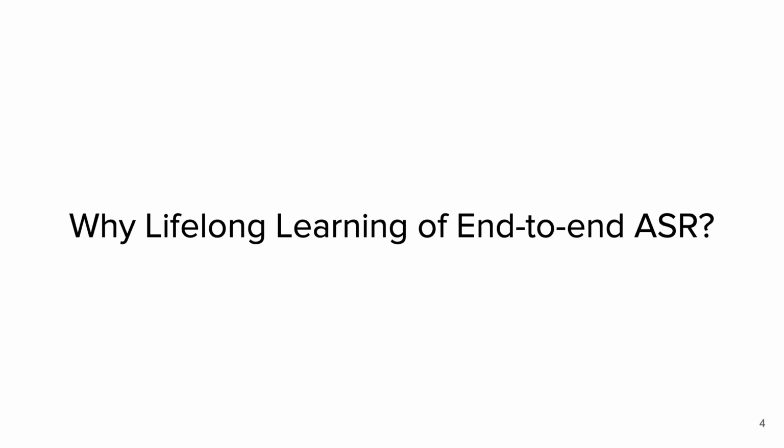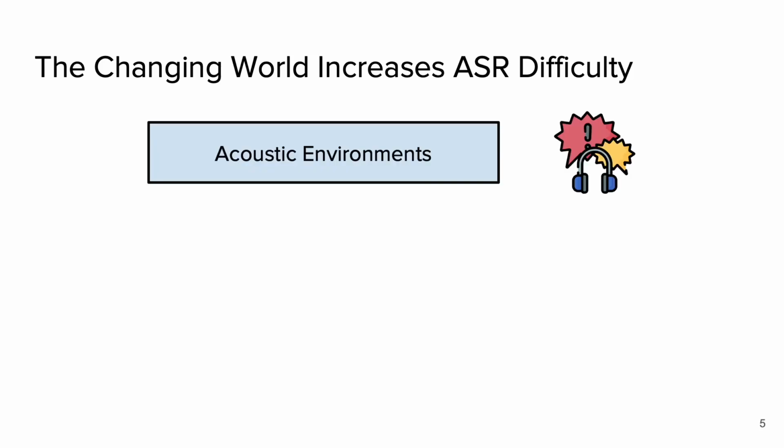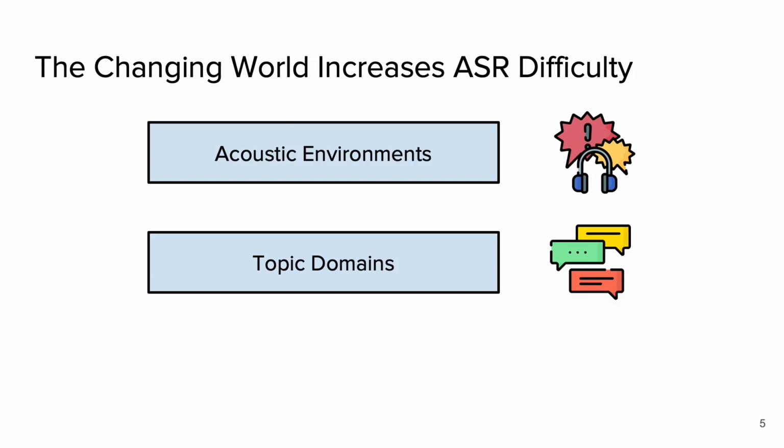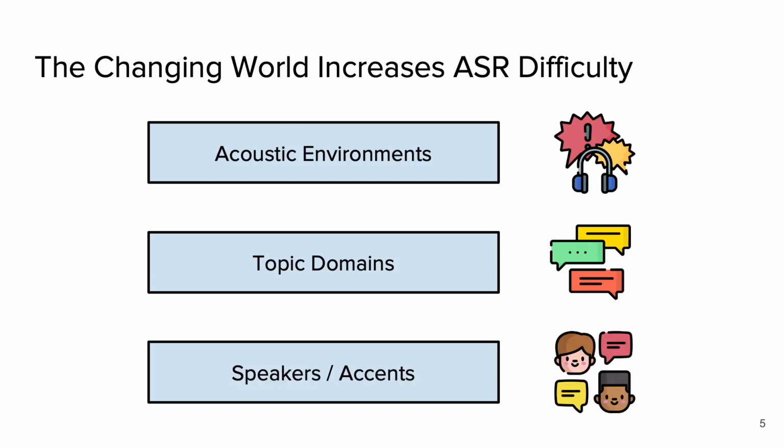The main topic of this paper is to tackle the lifelong learning problem of end-to-end ASR. But why is this topic important, and what are the difficulties? First of all, the world is ever-changing, and so is our spoken language. This increases automatic speech recognition difficulty. For example, new acoustic environments, topic domains, speakers, or accents make ASR more challenging.